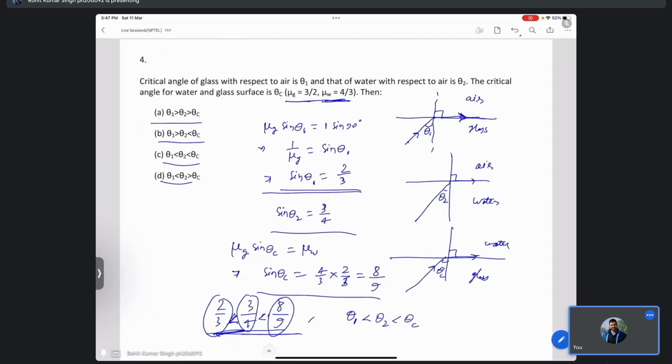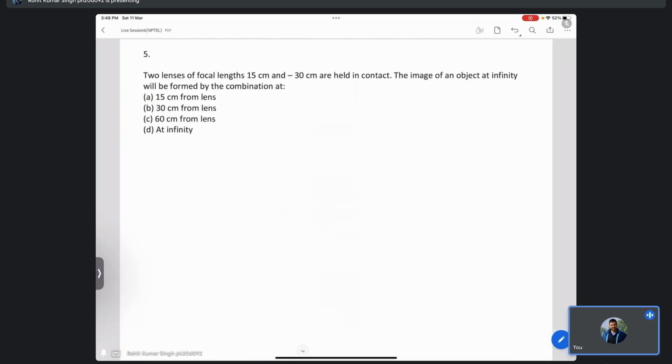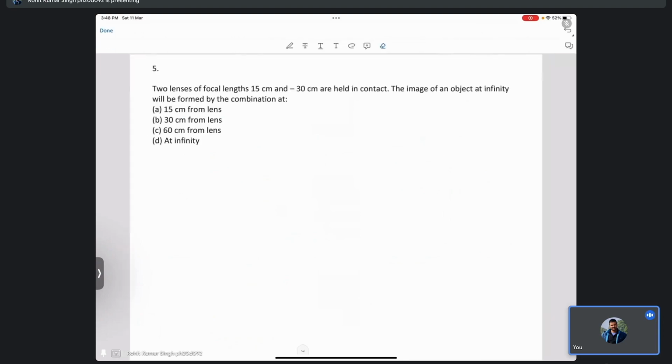Okay. This one is also a simple problem. Then one problem of lenses, just to remind a simple concept. So we have two lenses, and the focal length is given. If f1 is 15 centimeter, f2 is 30 centimeter, and they are held in contact like this, suppose, and the image of an object at infinity will be formed by the combination at.